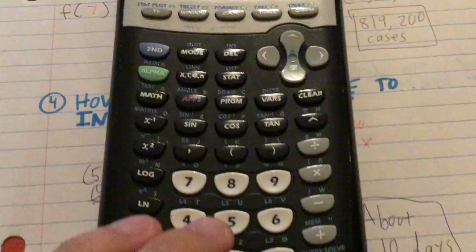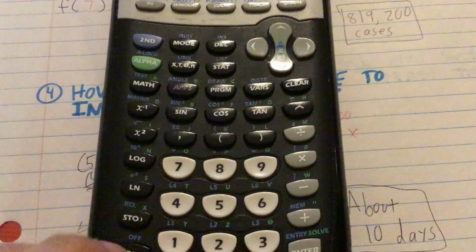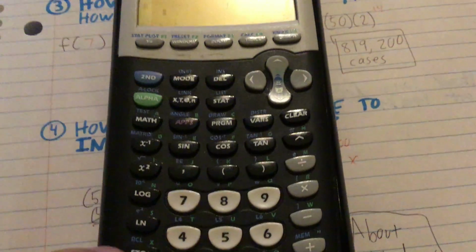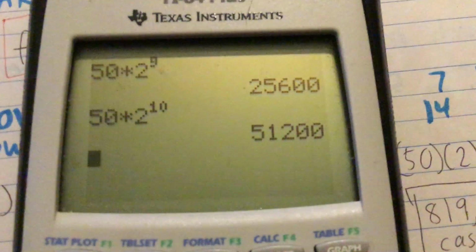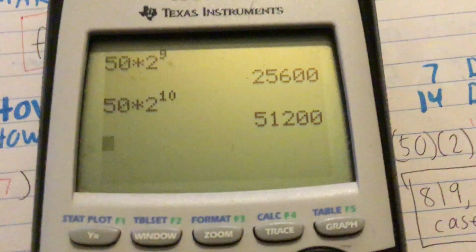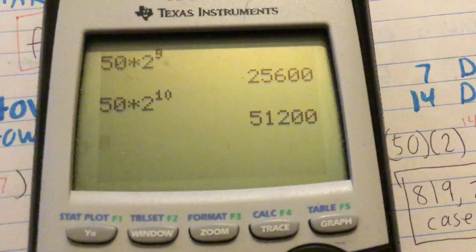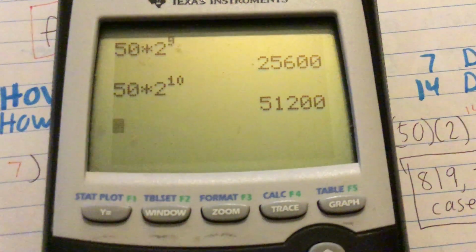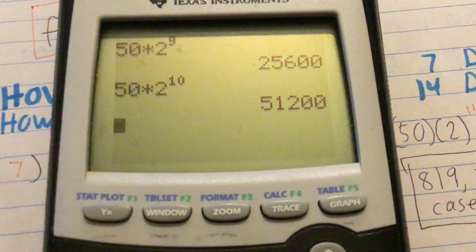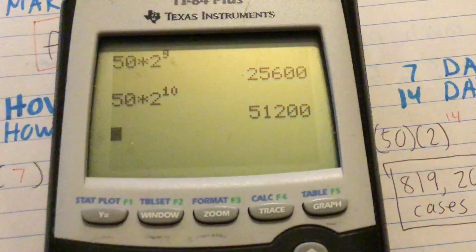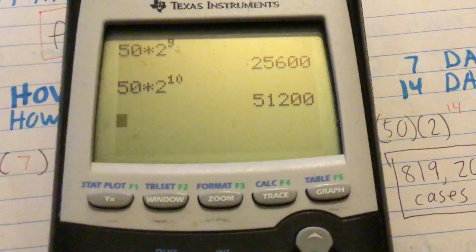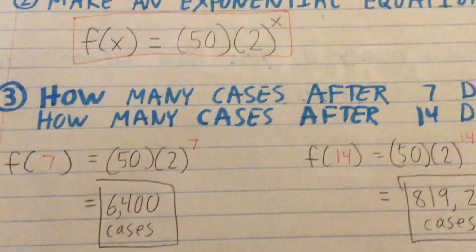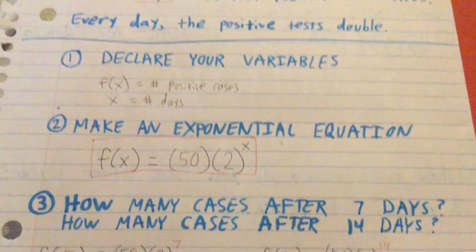But remember, it's going to double every single day. So 50 times 2 to the 10th, that's when it reaches 51,200. Do you see that doubling? 25,600 will increase to 51,200. That's how scary viruses can be, especially in a pandemic. Okay? I don't mean to scare you. I just wanted to show you that this does have a real life application.